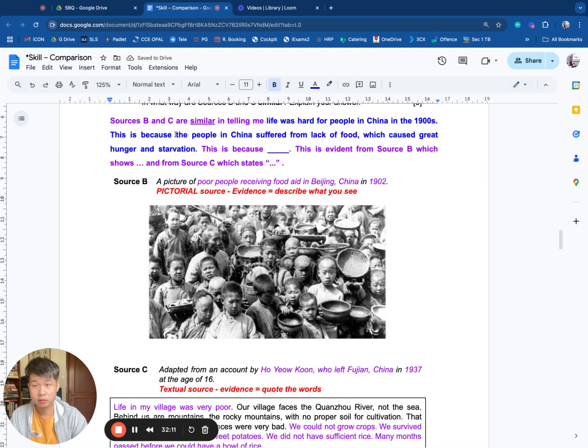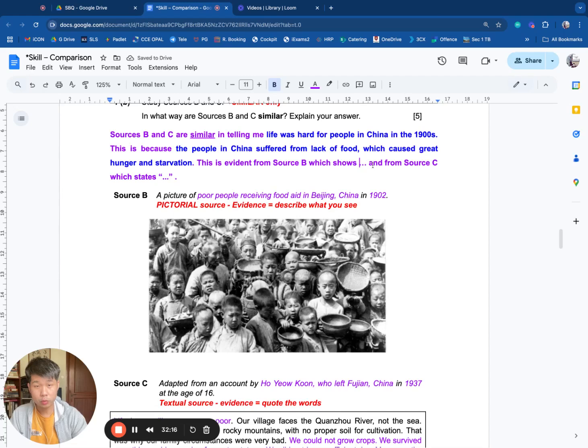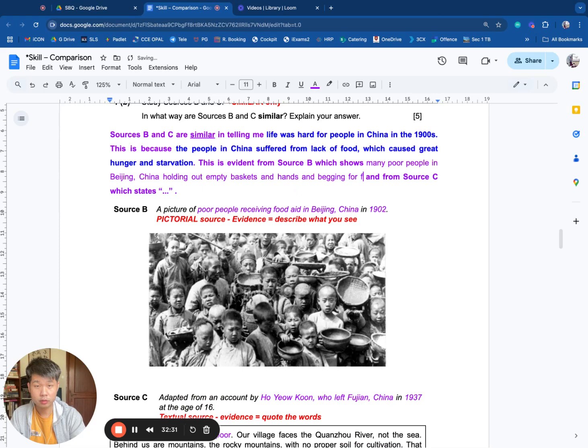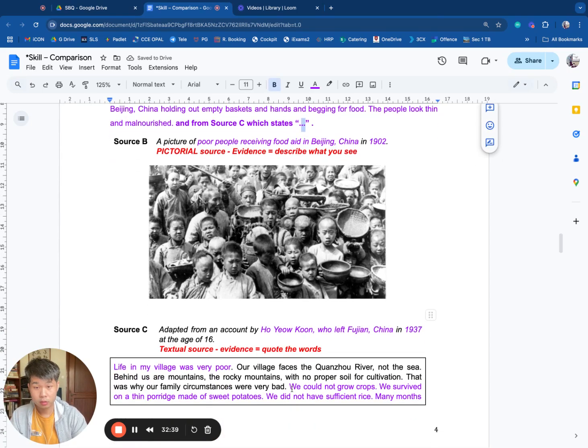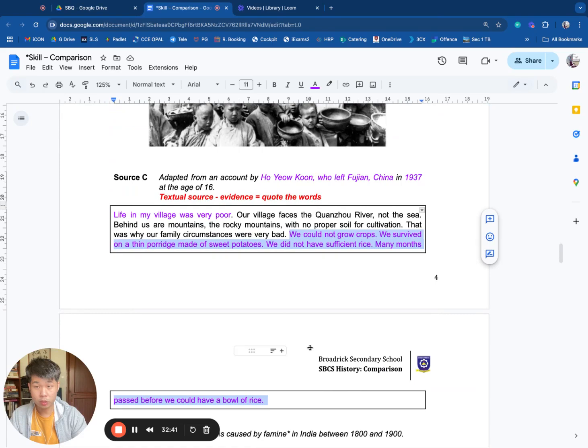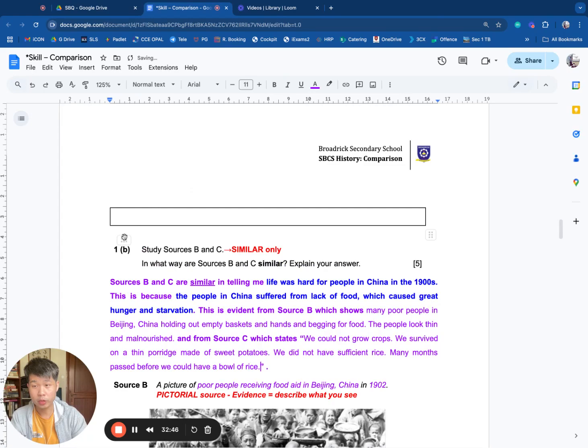I have this because here it is evident from source B, which shows many poor people in Beijing, China, holding out empty baskets and hands and begging for food. The people look thin and malnourished. And from source C, which states, we could not grow crops. We survived on tin porridge. Many months passed before we could have rice.